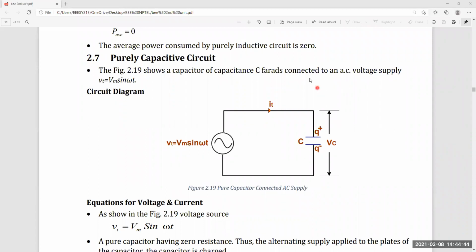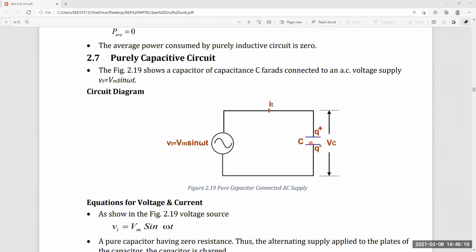Inductor current related, capacitor voltage related. So that's why the capacitor opposes the sudden changes in voltage. Capacitor stores the energy in the form of electrostatic field, that is nothing but half CV square. Energy stored in a capacitor is half CV square. So that's why it is one of the energy storage devices.